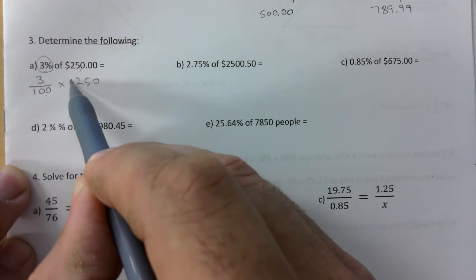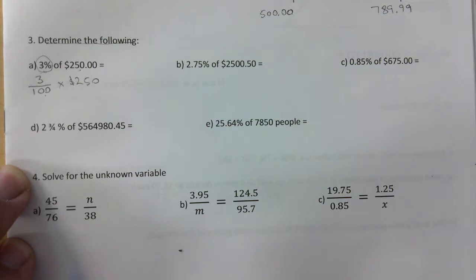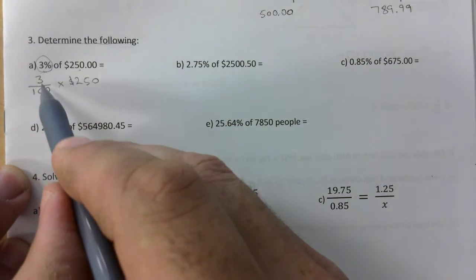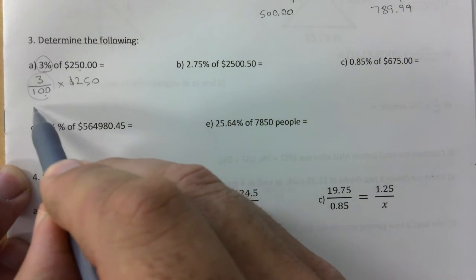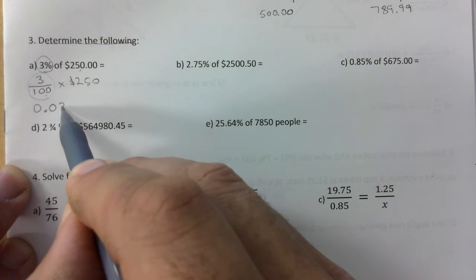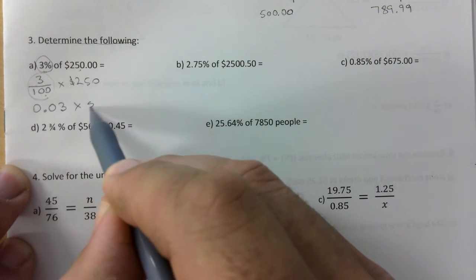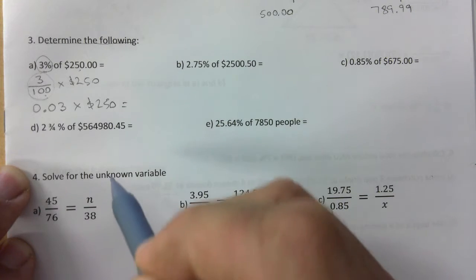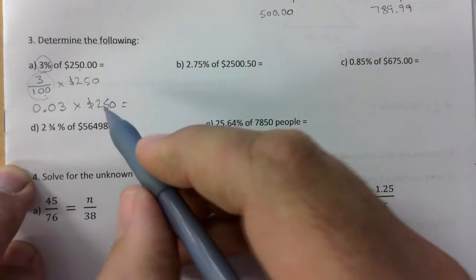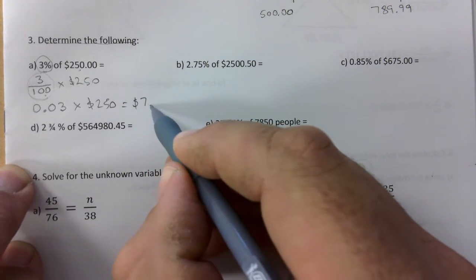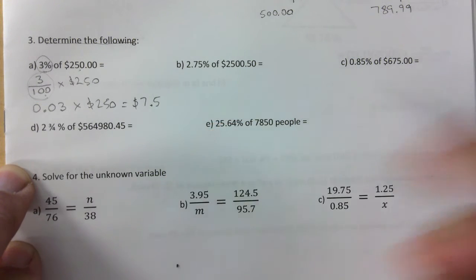Watch for the dollar sign. A lot of students want to drop that on their final answer. So this is really 3 over 100, which turns out to be 0.03 times $250, right? And I'm just going to cheat here. I already did this last time, right? So this is 7.5 on your calculator.